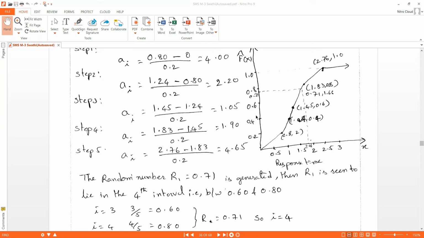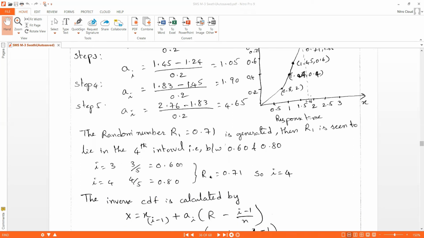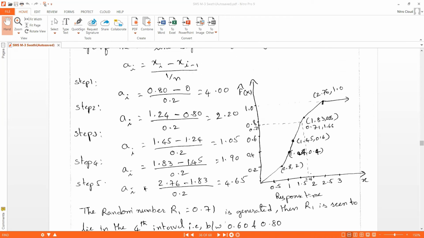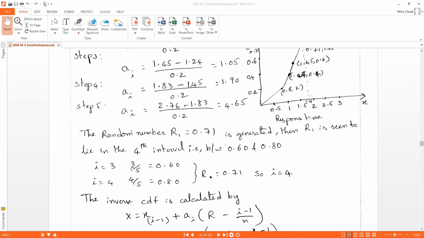So when i equal to 3, that is 3 by 5, that is the i by n value, we will get 0.6. For i equal to 4, 4 by 5, we will get 0.8. This r1 value lies between these two, 0.6 to 0.8, so 0.71 will come here. It is near to interval 4, so we will take i equal to 4 here.